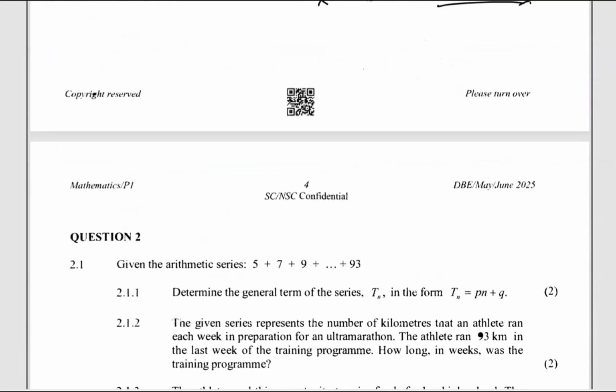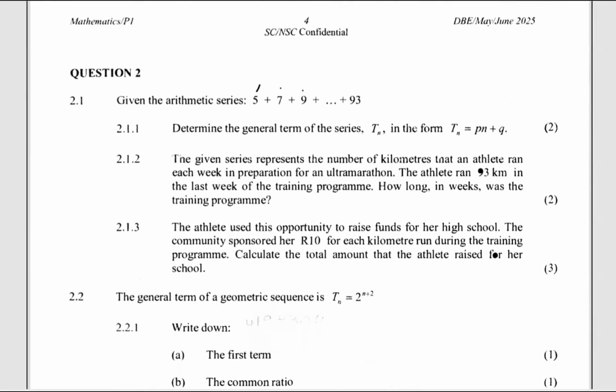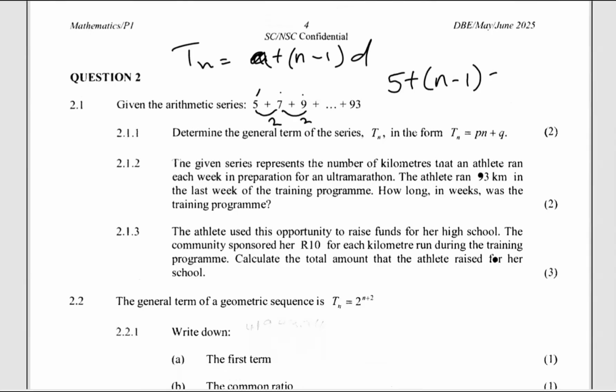All right, then question number 2. They are telling us that given the arithmetic series 5, 7, 9, up until 93, they want us to determine the general term. So since it's arithmetic, we know that Tn is given as a plus n minus 1 into d. Okay, so our a is a 5. So meaning it's going to be 5, but we know that the common difference is 2. So 5 plus, we have n minus 1 into 2.